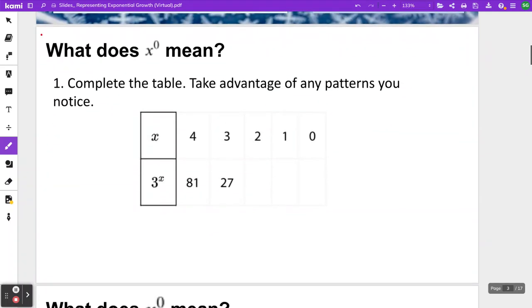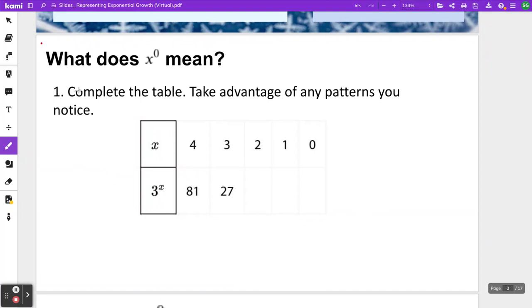Jumping into our warm-up, this was the question I gave you. It asked you to complete the table and take advantage of any patterns you notice here. For x equals 4, the 81 has already been given to us. We are using this part right here to help us calculate these answers. So it could be helpful to figure out where the 81 and the 27 came from. The 81 would have come from 3 to the x power. Here, x is 4, so 3 to the 4th power.